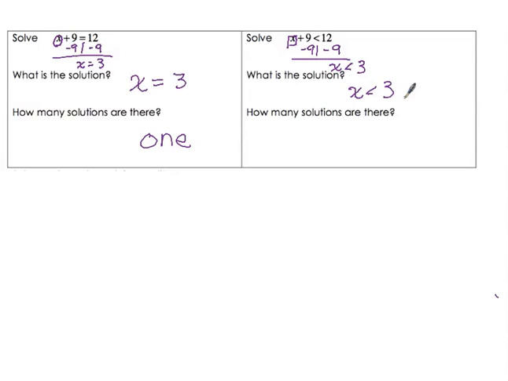And if I wanted to write that in set builder notation, I would simply add curly brackets, put my variable first, draw a bar, and then my solution. So how many solutions are there in this? Well, they're actually infinite, right? Because it's valid for anything that's less than 3.